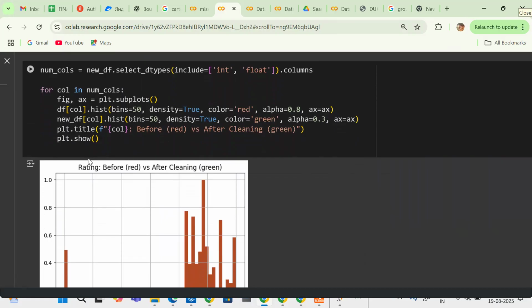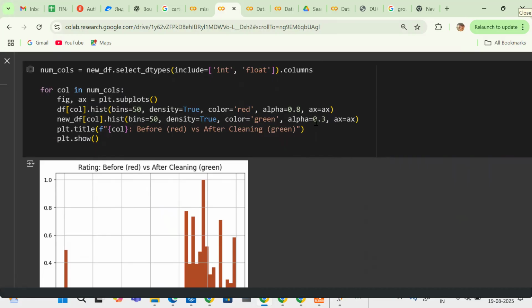So don't worry that this is very tricky to understand: what is density, what is color, what is alpha. These are characteristics of a plot to make the plot more beautiful, nothing else. So you are telling it to plot the data frame distribution DF in red color, and plot the new DF data frame distribution in green color. That's what it is.